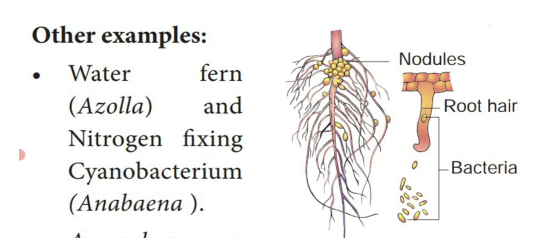Some other examples are also given here. A water fern is known as azolla. It is the smallest angiospermic plant and also an aquatic plant, a water living plant. It is a fern. You already studied it last year in the pteridophytic topic, which is fixing the atmospheric nitrogen. Another one, a nitrogen fixing cyanobacterium, is known as anabaena. These two are the nitrogen fixing organisms.